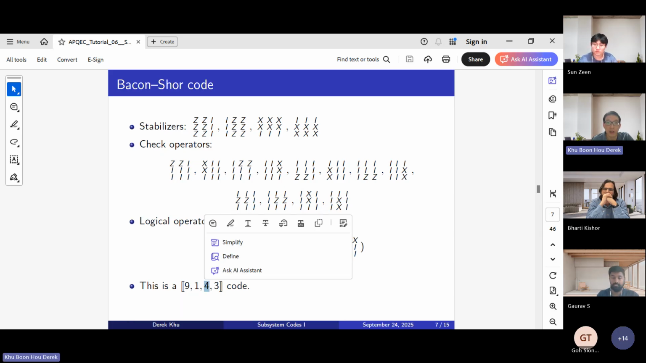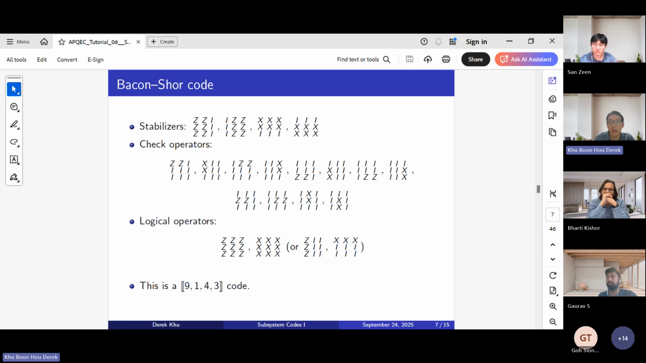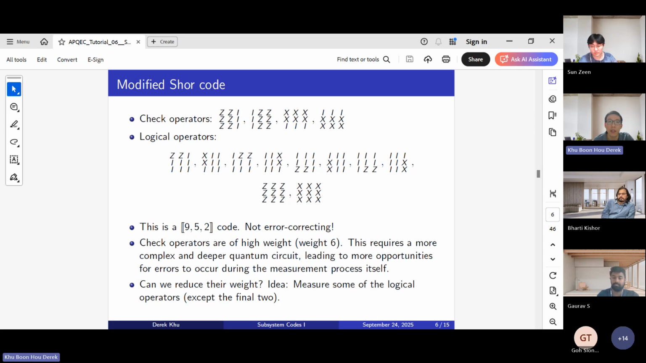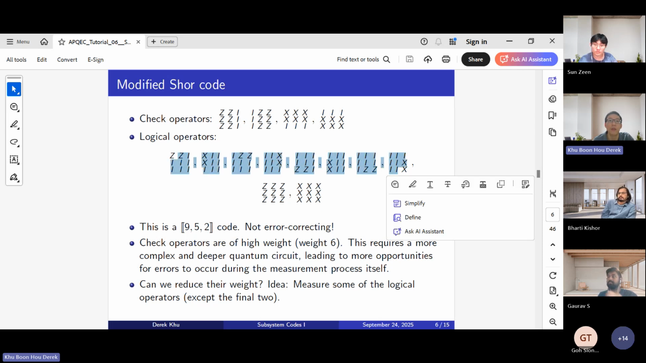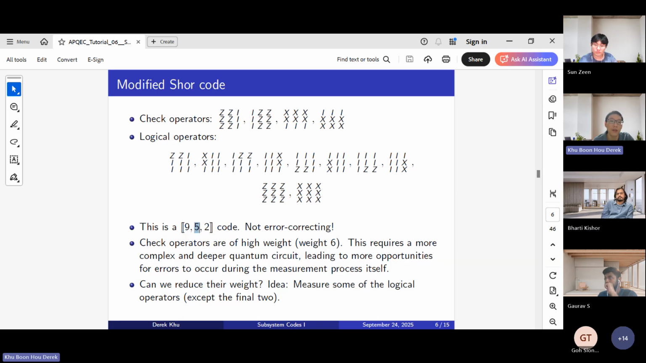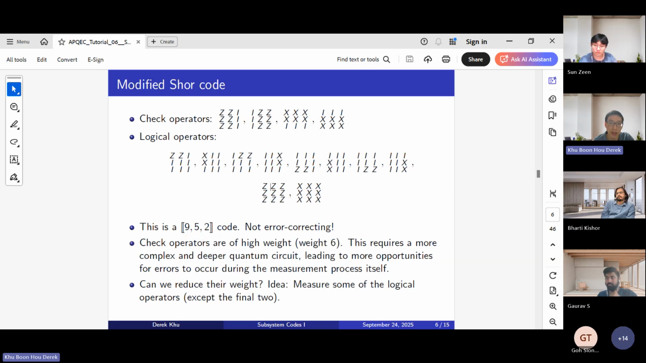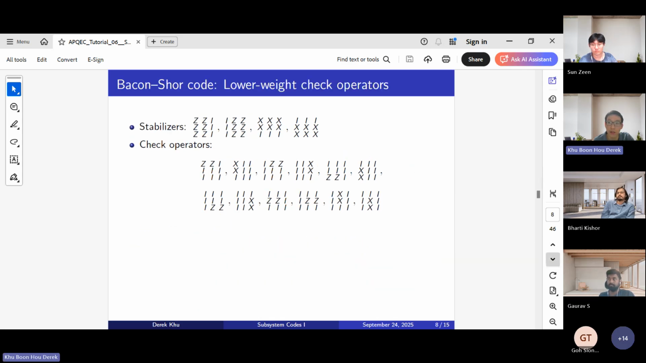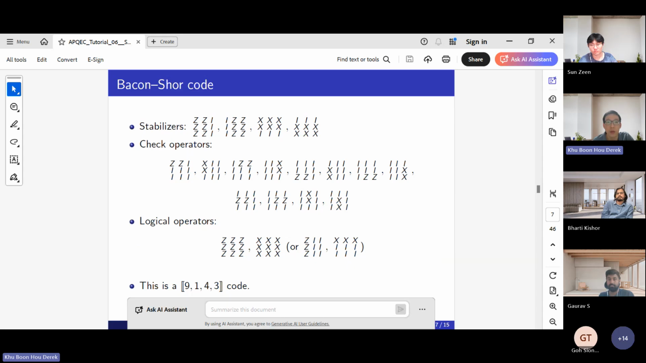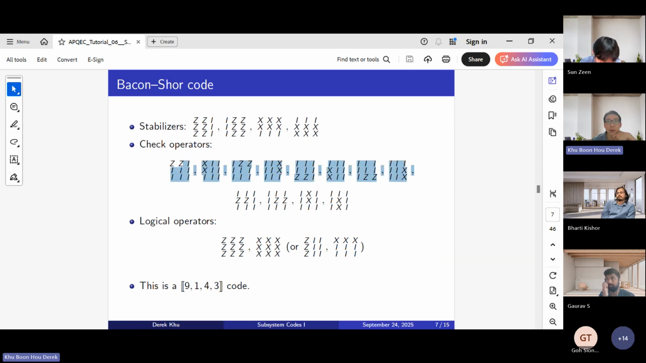This is going to be a bit tricky to compute. So what happens to get this 4? Basically, it was obtained from over here. We said that we were going to measure these 4 pairs of logical operators. So instead of the 9-5-2 code with 5 logical qubits, we keep 1 logical qubit, and then we measure the other 4. That's where the 4 comes from. So it's effectively these 4 pairs.